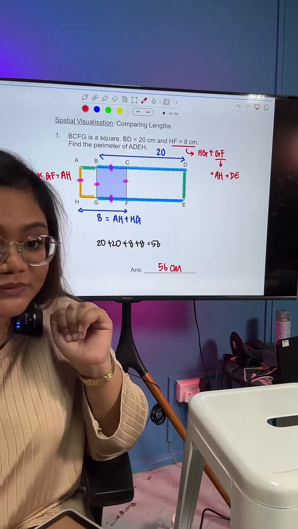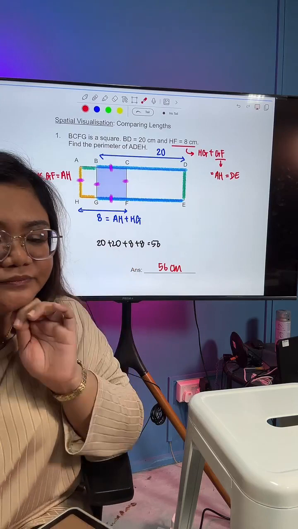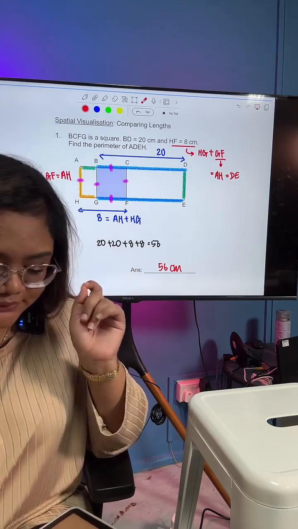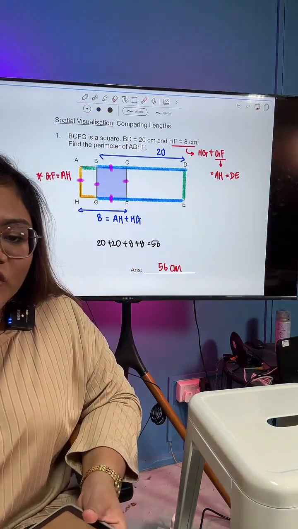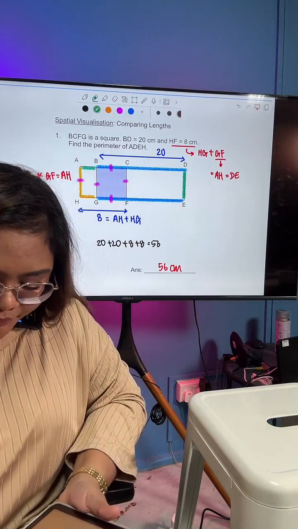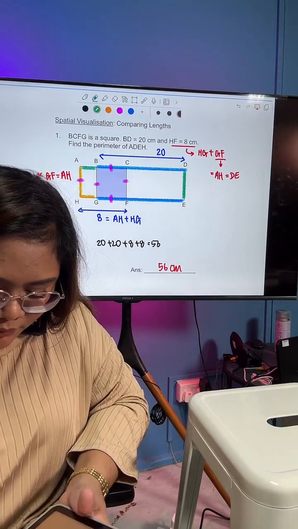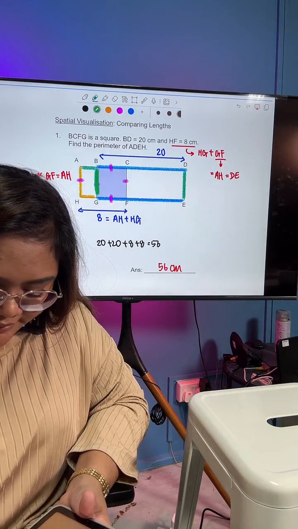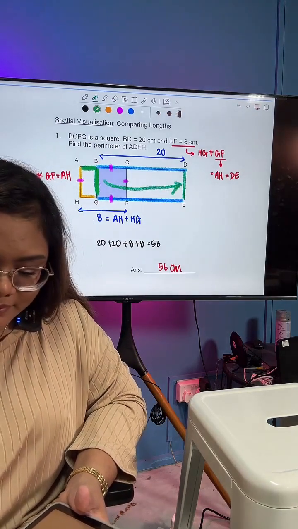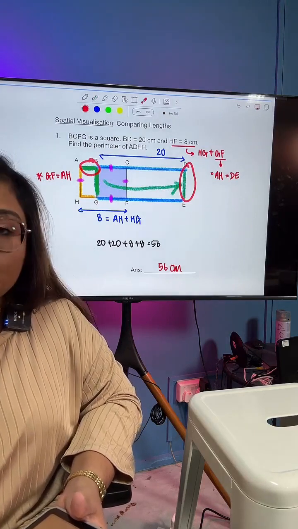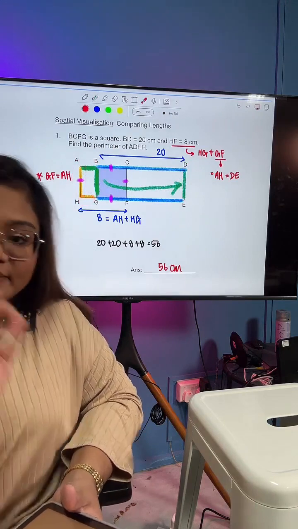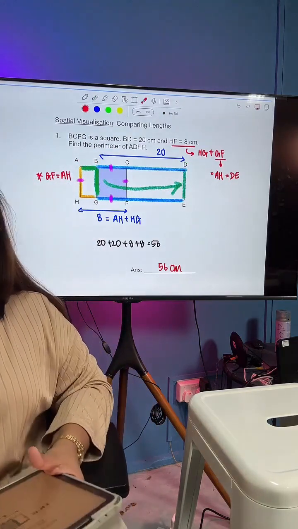Can follow? Anybody still don't understand? If the colors are very confusing for you, let me see what I can do, okay? The short one and this green one together is 8, right? So this green one I bring out. So the remaining green and short green together is 8. Orange and short orange together also 8. Okay? Alright. All clear?